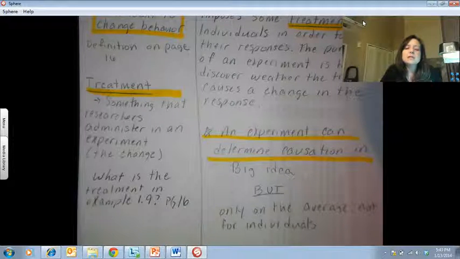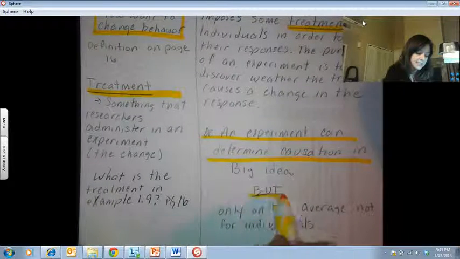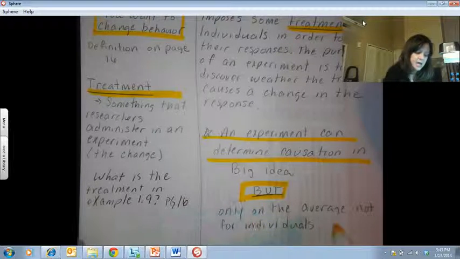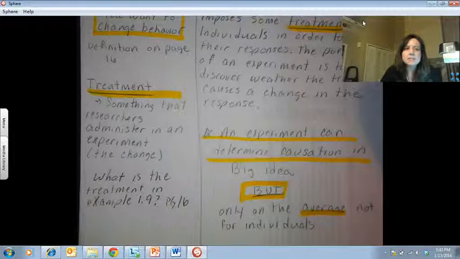An experiment can only determine causation. It's this big but here: it can only determine causation on the average. Some of you may have known somebody in an experiment, or you have watched some TV doctor shows where they talk about it, but it's going to work for some people, not for everyone, and they're trying to determine if the treatment causes enough change to make it something that they want to do more often. Again, this is just an overview. We're hitting the big points.